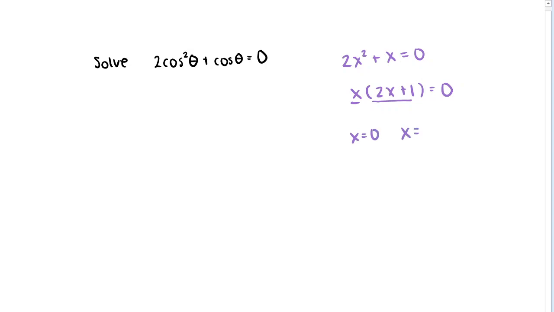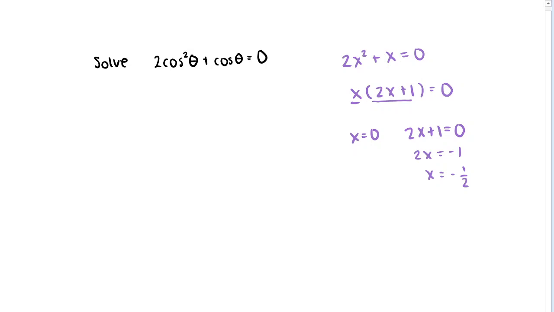We also get a solution when 2x plus 1 is equal to 0. If that's 0, then of course it's going to multiply with whatever number x is and still be 0, and it's going to make the equation true. So here when we solve this equation, we subtract 1 from both sides, divide both sides by 2, and we get x is equal to -1/2. And here are the solutions to this equation in terms of x.